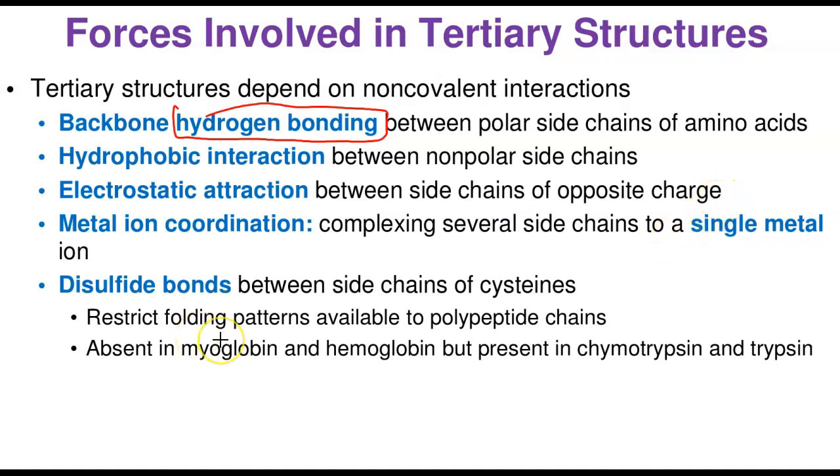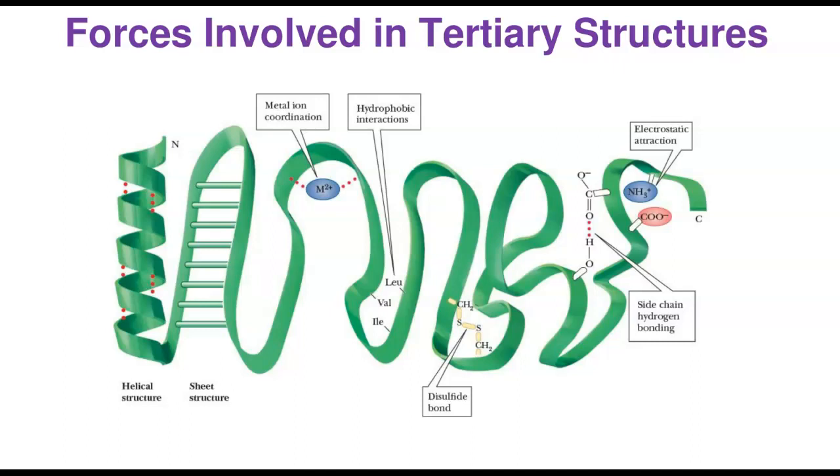And we can also have disulfide bonds between cysteine side chains. Now, this is also a type of covalent bond. It restricts folding because it's a covalent bond. It restricts the folding patterns available to polypeptide chains. It is, however, absent in myoglobin and hemoglobin, but present in chymotrypsin and trypsin. So we're going to see this graphically. What does it look like?